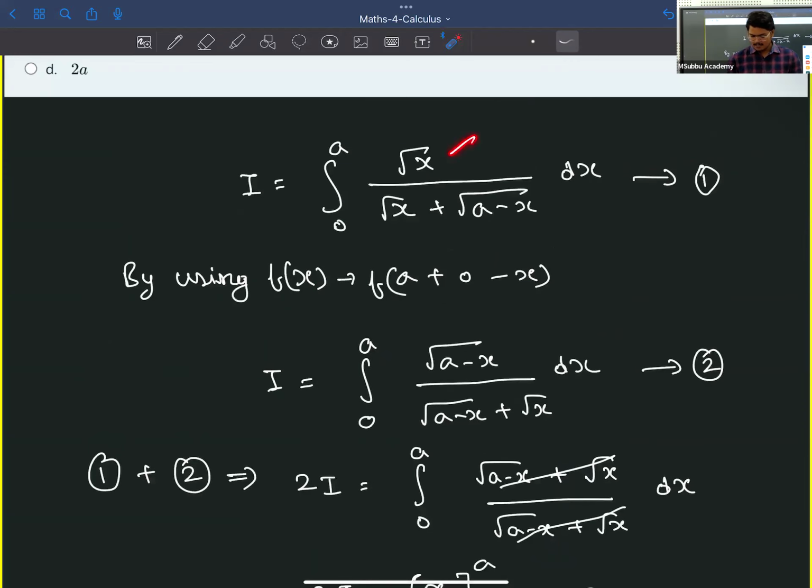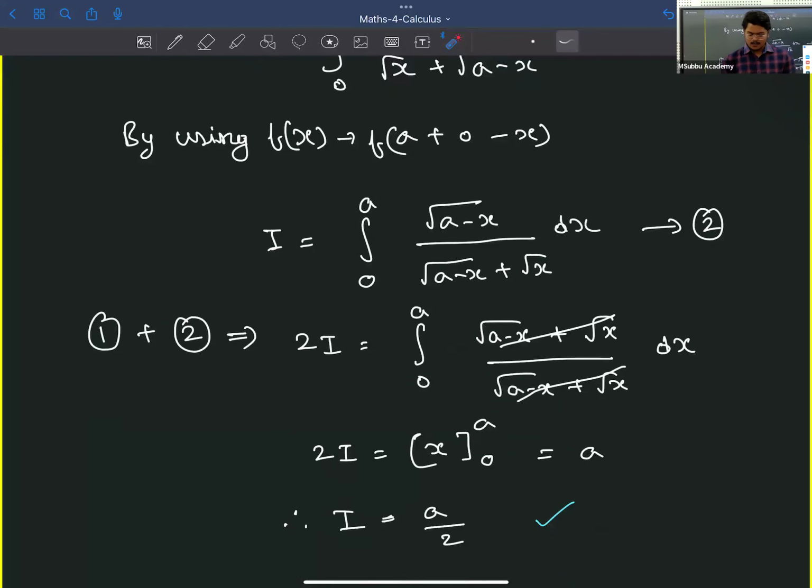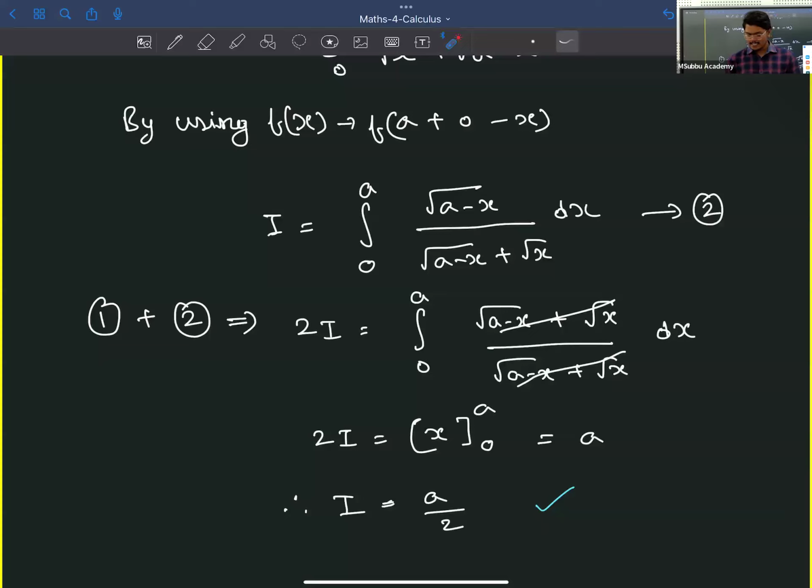So we are replacing x by a minus x in the root of a minus x, and in the other term, x is replaced by a minus x, so you get root of x. Now what do we have? I is equal to root of a minus x by root of a minus x plus root x. This is one more term after the shifting property, the same integral.